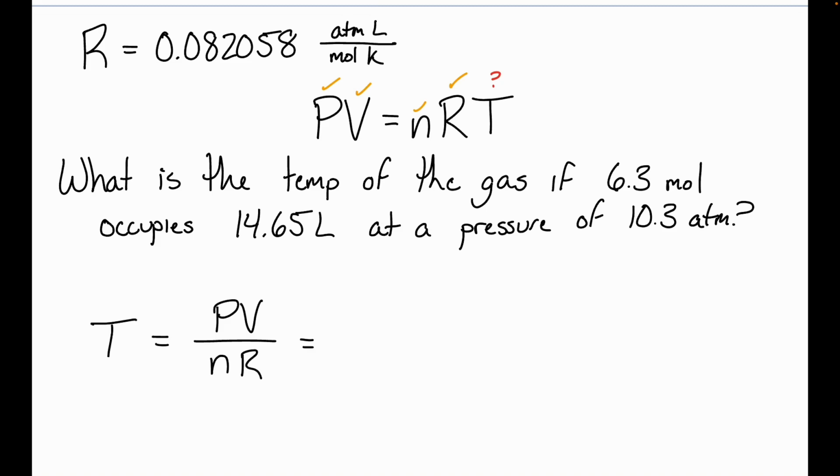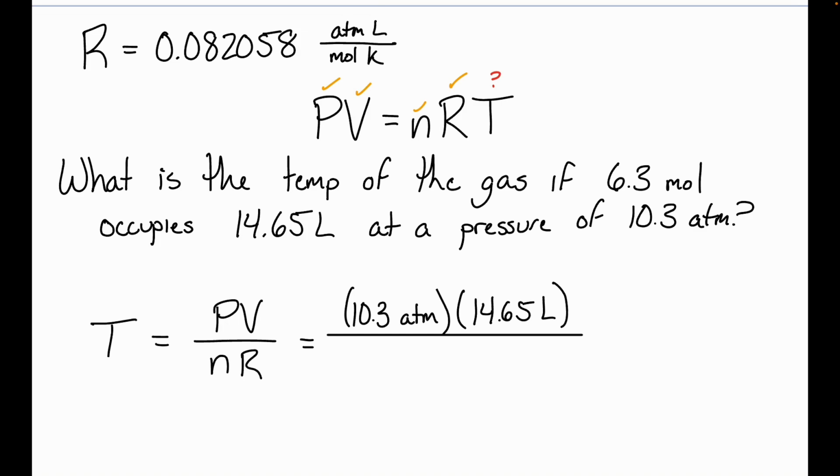So then I plug in here. My pressure is 10.3 atm, 14.65 liters. Divided by that 6.3 moles, and that ideal gas constant. And we'll put in all these units here to be good so we can see everything canceling out.